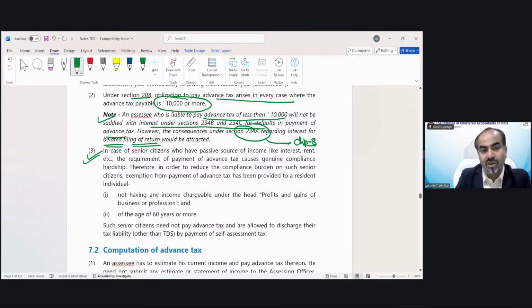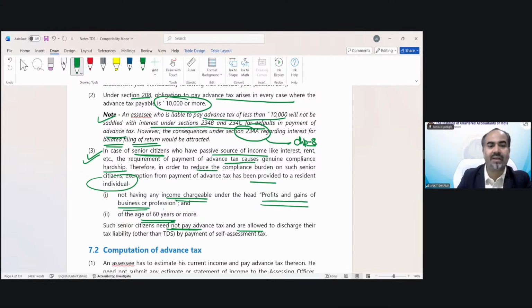Now the exemption is for senior citizens who have passive sources of income. Passive means they do not have any direct source of income like business. The payment of advance tax causes genuine compliance hardship. Therefore, a resident individual not having any income chargeable under the head PGBP, and who is 60 years or more, need not pay advance tax, etc.